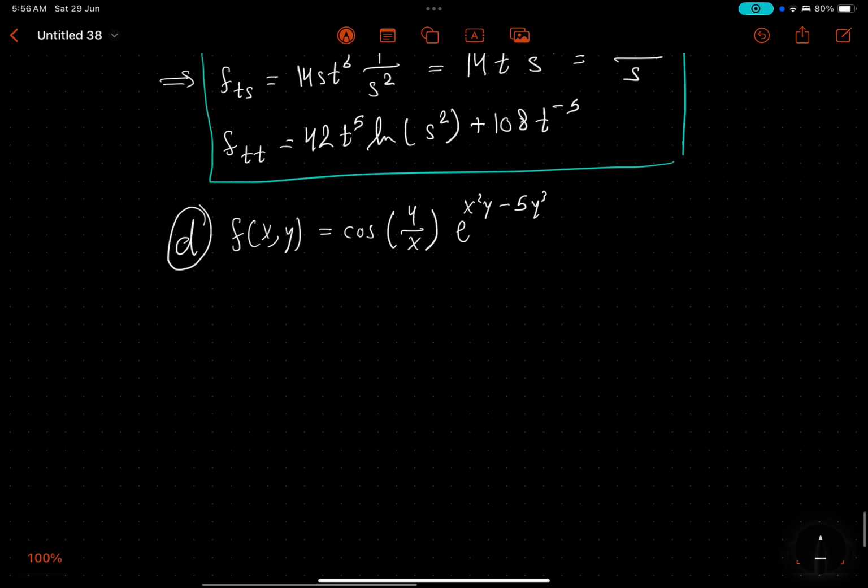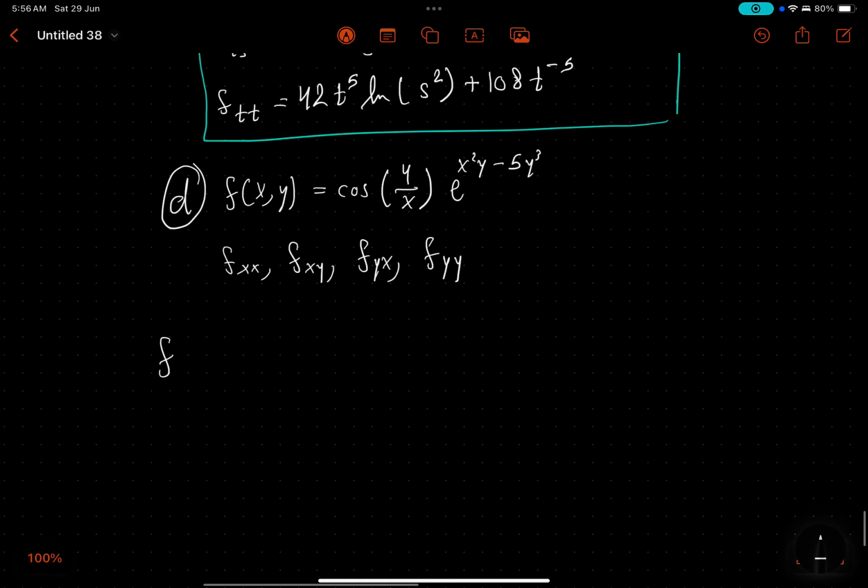Okay, so now let's start with what can we find? We can find fx, fxy, fyx, fyy. Let's start with the partial derivative with respect to x. Now we're going to apply the chain rule. For the first one, we're going to have minus sine of y over x.